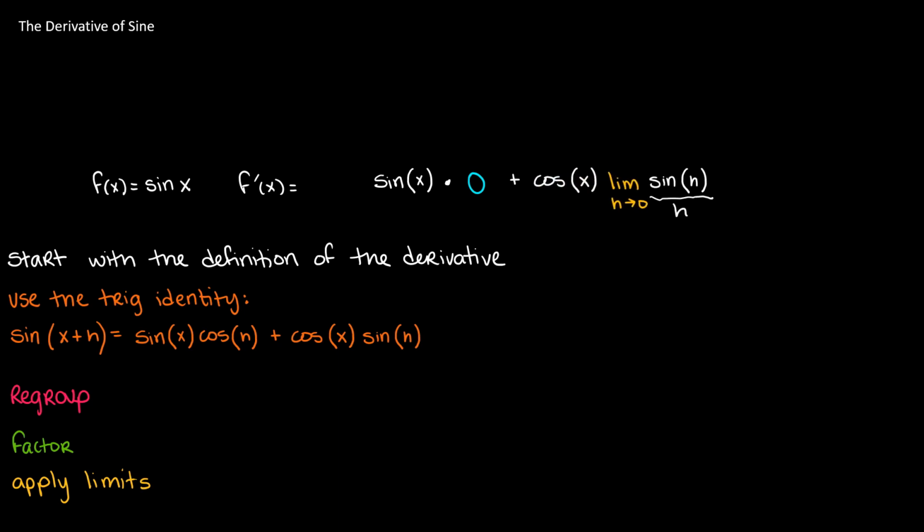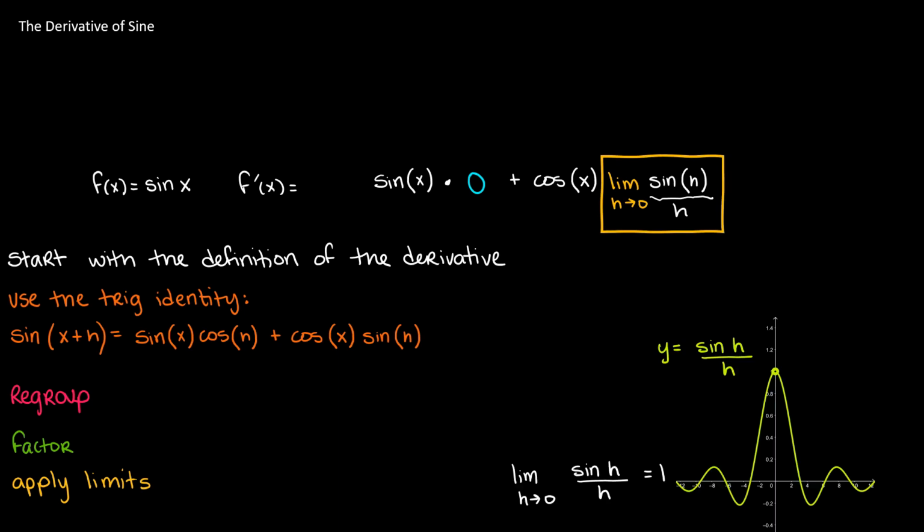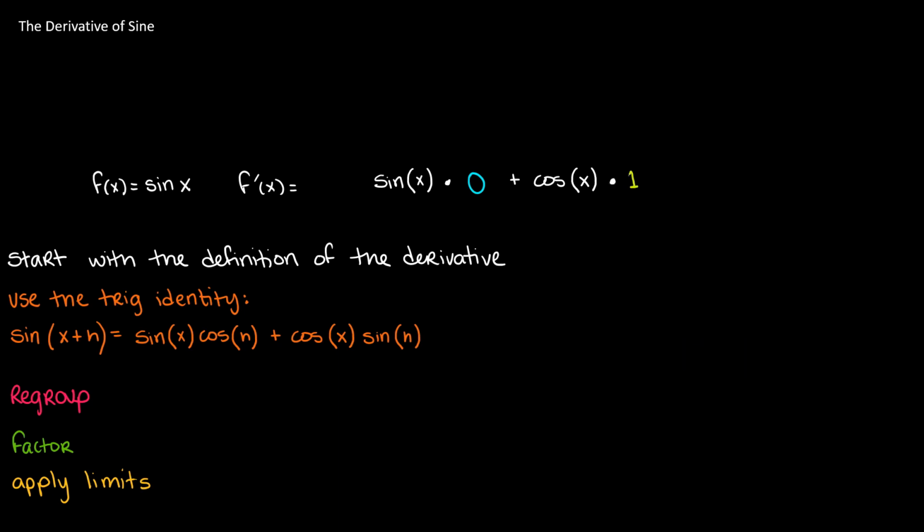And then we're left with a familiar limit, the limit of sine h divided by h when h goes to 0. We used the squeeze theorem to prove that this limit is equal to 1. So now we can evaluate these products and sums. We have sine x times 0 plus cosine x times 1. That simplifies to just be cosine x.